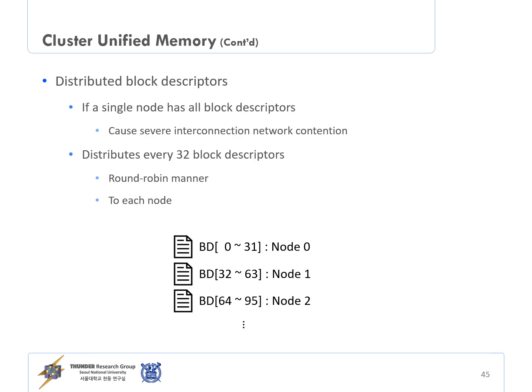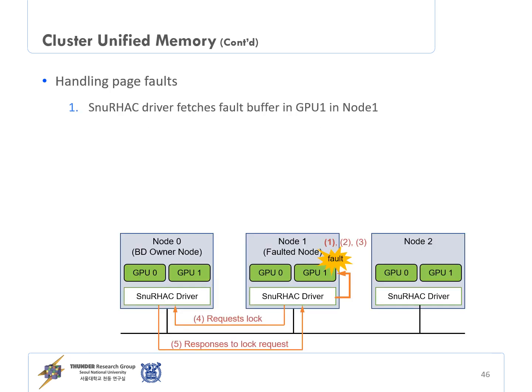One issue here is that when we store a block descriptor in a single node, it can cause severe network contention. To reduce the contention, we distribute every 32 block descriptors in a round-robin manner to each node. Let's see how the SnuRHAC driver handles page faults with an example.